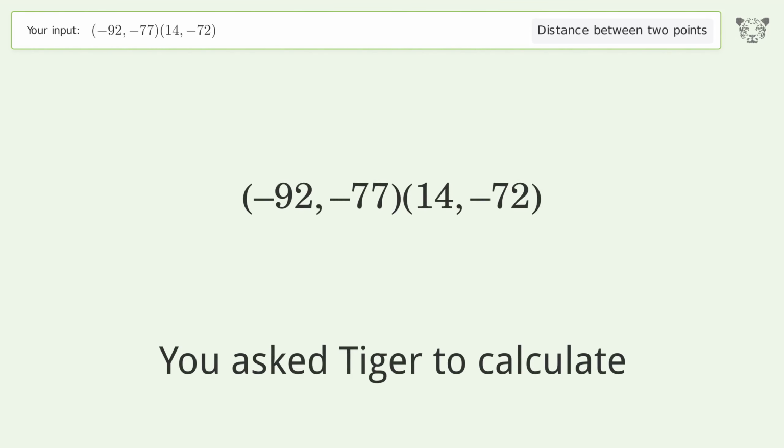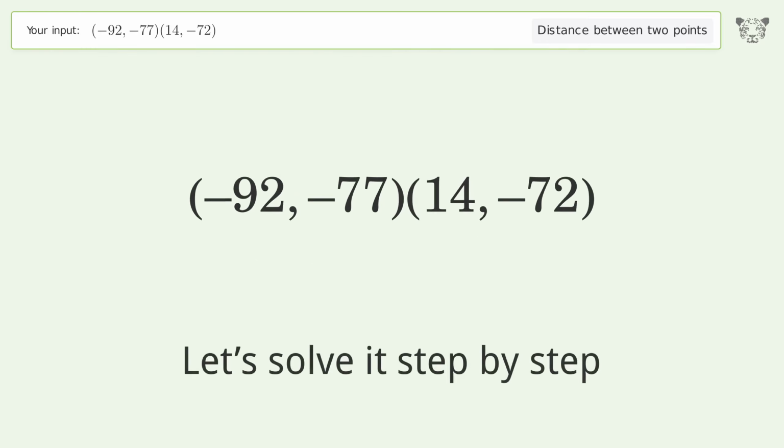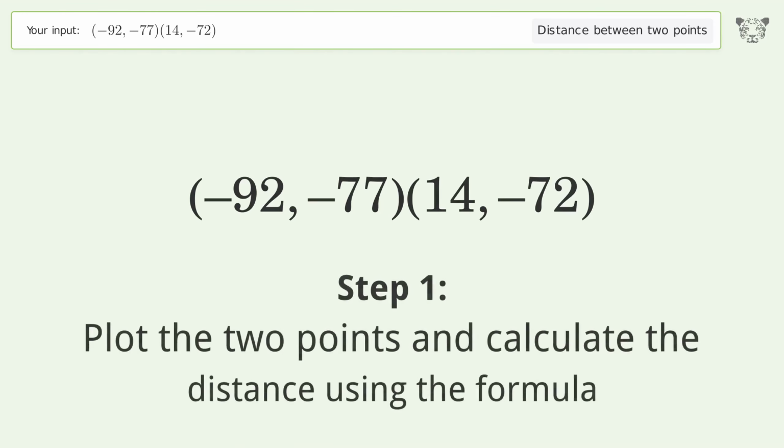You ask Tiger to calculate. This deals with the distance between 2 points. The distance between the 2 points is the square root of 11,261, or 106.118. Let's solve it step by step. Plot the 2 points and calculate the distance using the formula.